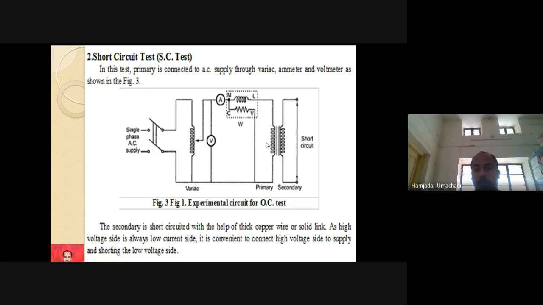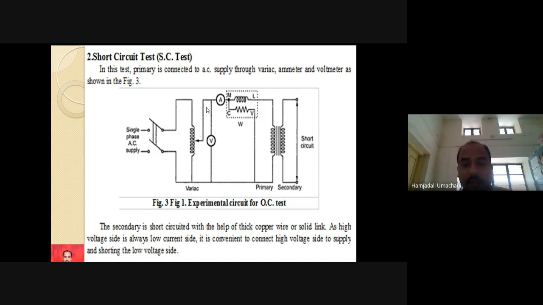This is my transformer under testing condition. Remember, this is the auto transformer, whereas this is the single phase transformer, and the secondary is shorted, and it is the LV winding. Okay. So now the condition for the short circuit test is that you need to apply rated current. So which is the current measuring instrument here?